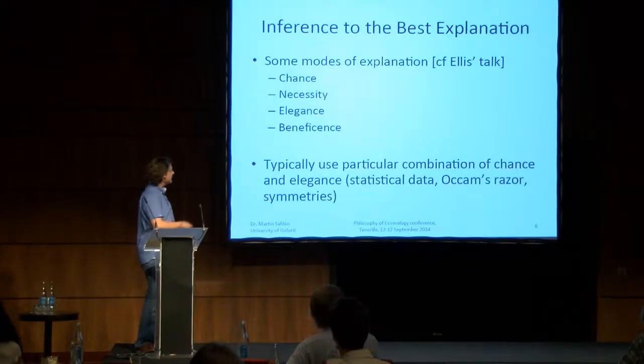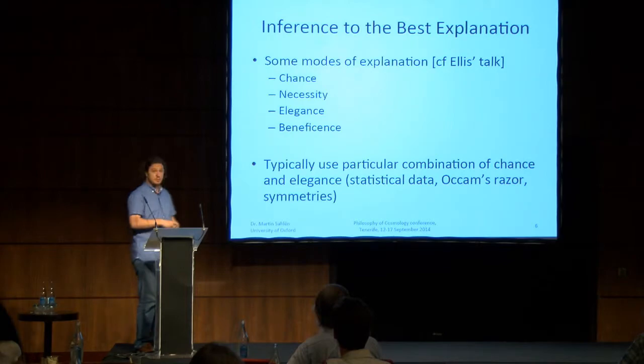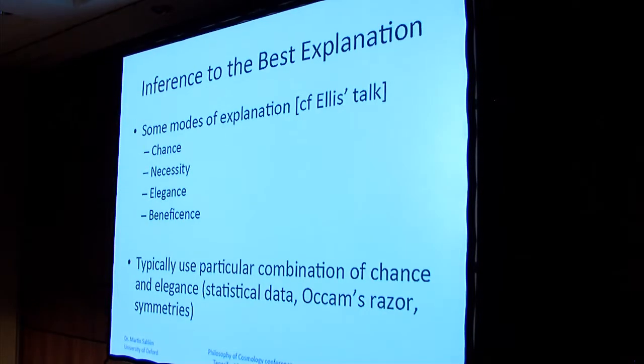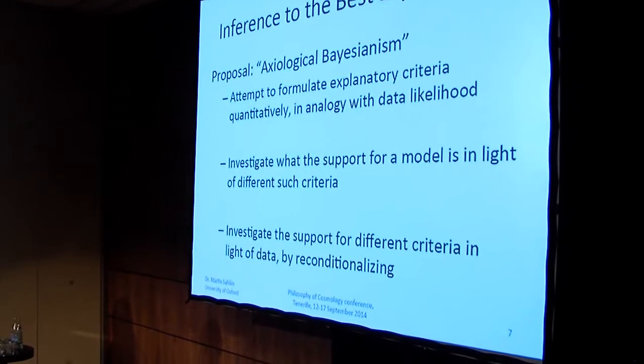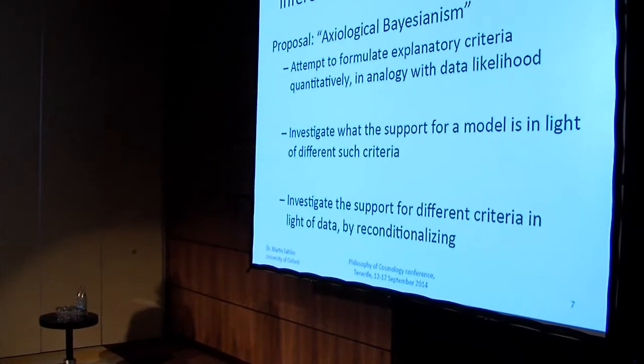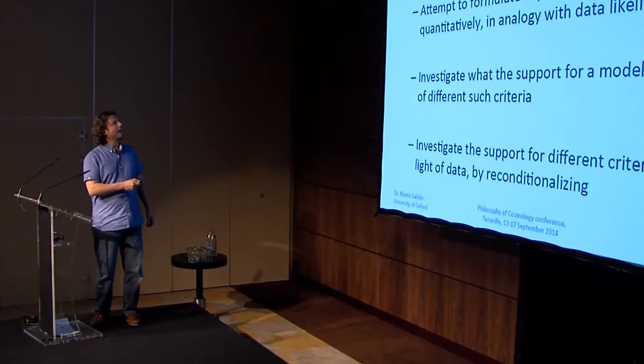We've got some statistical data, we've got Occam's razor, which is naturally implemented, and we've got perhaps some symmetries that constrain what the theory can be, okay? But I'll propose, and we'll see if anyone thinks this is an interesting thought, a kind of axiological Bayesianism.